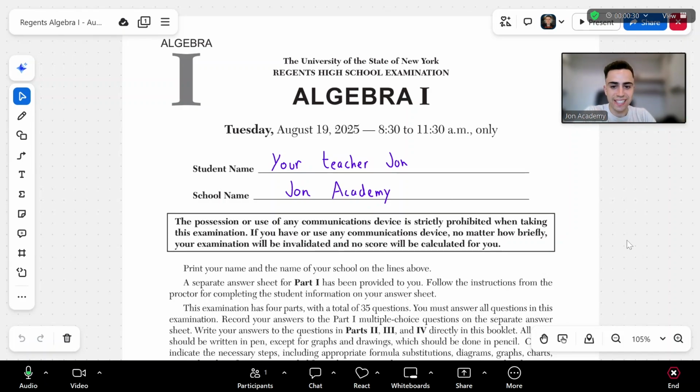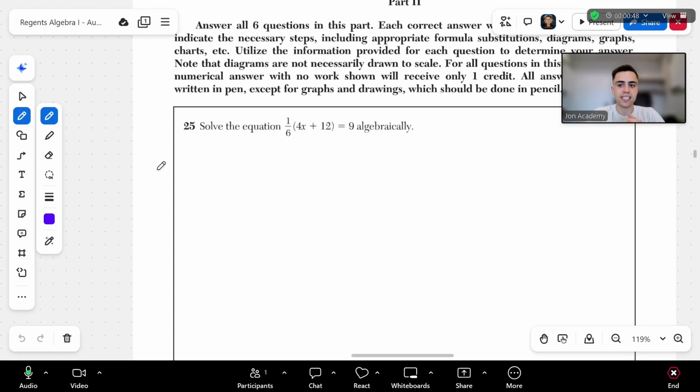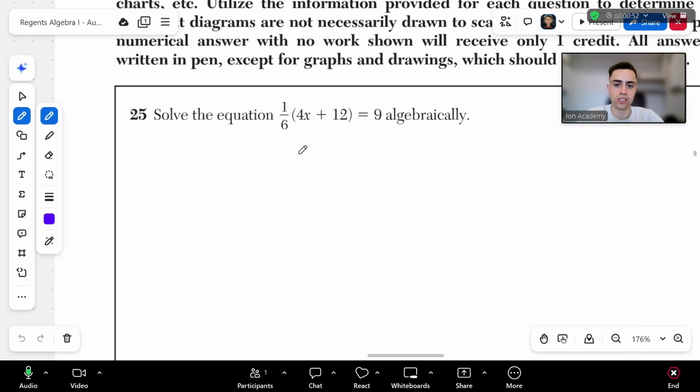Well, hi all once again, and today we're going to continue with the Algebra 1 August 2025 exam. The next exercise we need to do is number 25, so solving this algebraically. So let's do it here.